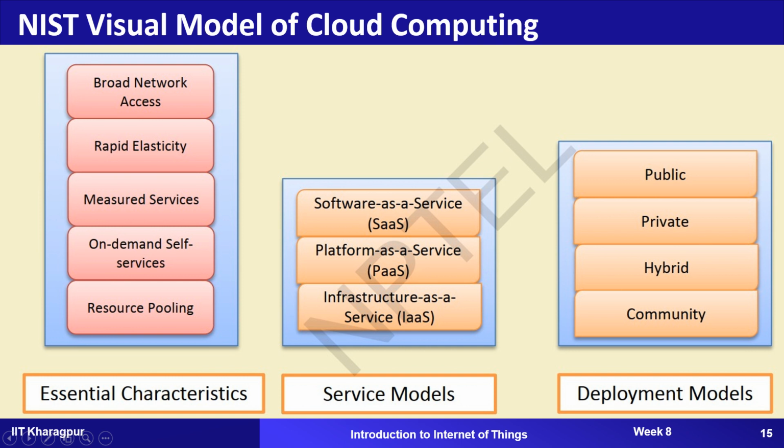Then the service models. The service models are characterized into three categories. First one is software as a service. Second is platform as a service. Then infrastructure as a service. And now the deployment models, that is, how you are going to deploy this cloud computing. It can be either public, private, hybrid or community based.